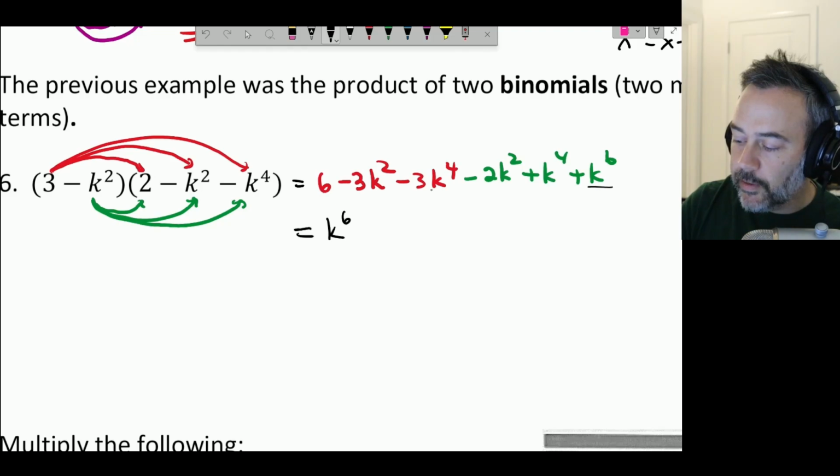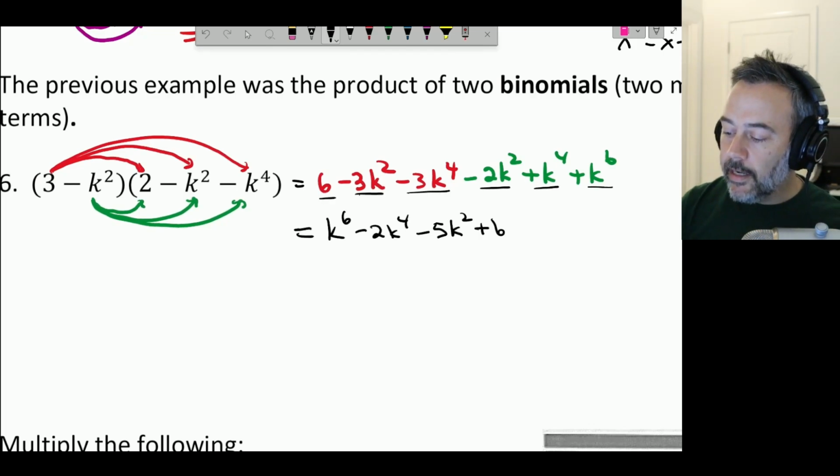Now what's the next highest power? K to the fourth. So I want to combine these two, and I would get negative 2k to the fourth. Done with those. Now what about these? Negative 5k squared. And what about this? Plus 6. And I am done.